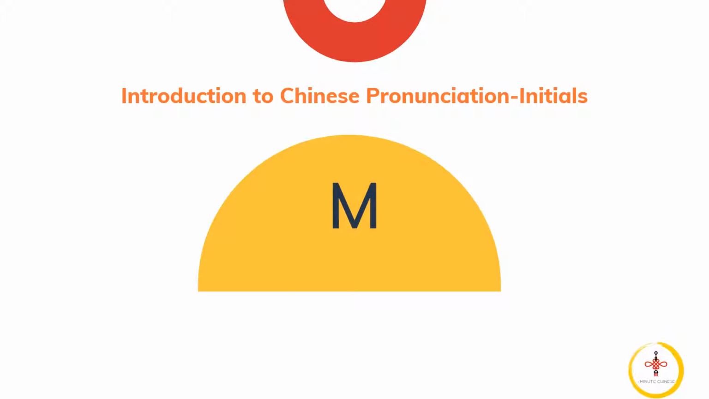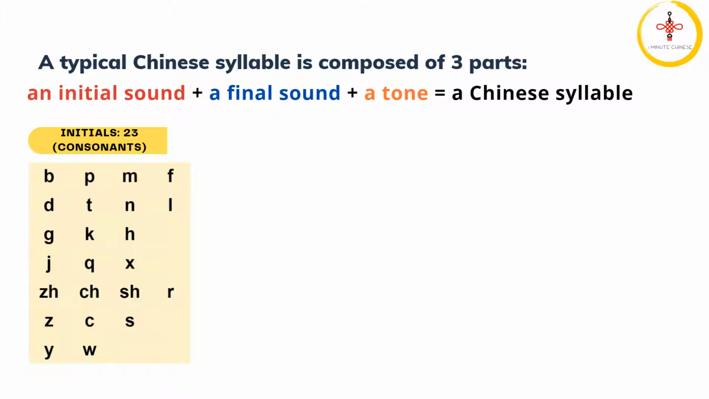In this lesson, we will talk about the introduction to Chinese pronunciation, the initial M. Before we start today's lesson, let's do a quick review of the Chinese syllable.